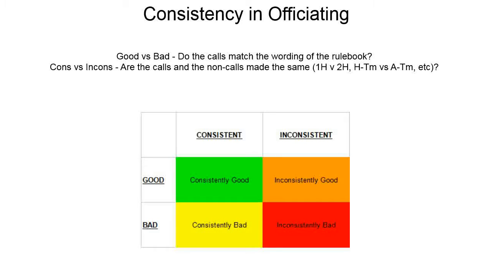Consistency is a different measure. When a call is being made at one end of the floor but the same thing happens at the other end of the floor and it doesn't get called, this is inconsistency. Likewise, when the officials make calls in the first half of a game but let them slide in the second half of the game, this too is inconsistency.